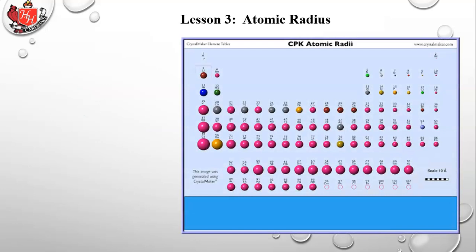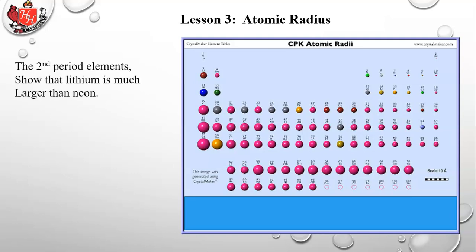So there you see an illustration of the relative sizes of different atoms. And look on the second row, look how much bigger lithium on the left is than fluorine over on the right-hand side of the second row. Fluorine is not just a little bit smaller than lithium, it's much, much smaller than lithium because its protons pull the electrons in much tighter. The biggest radii are going to be on the left side and particularly down lower on the periodic table. The second period elements show that lithium is much larger than neon. Even neon is smaller than fluorine.